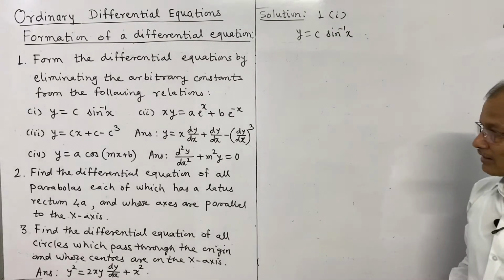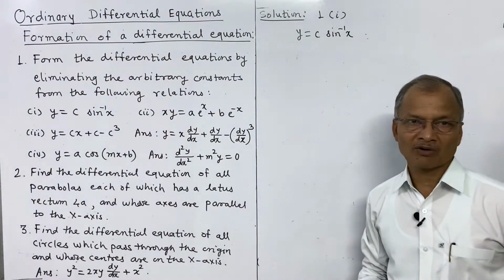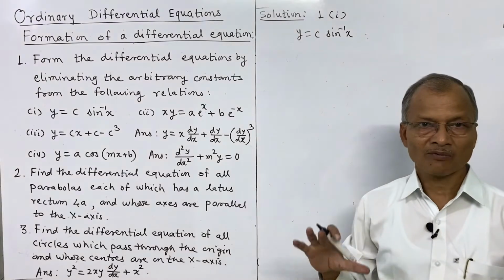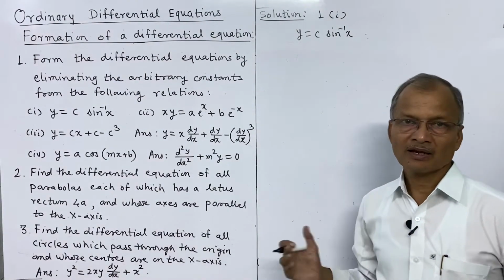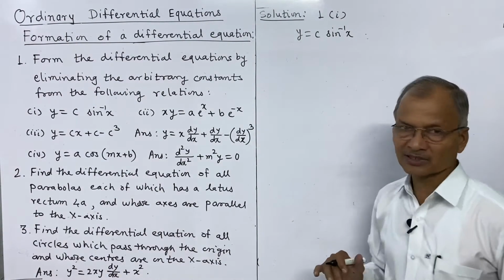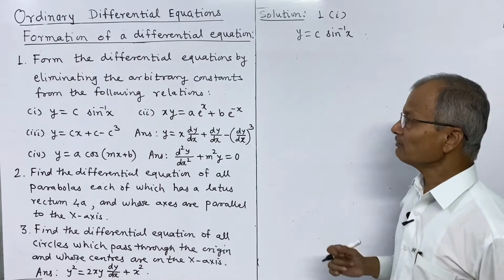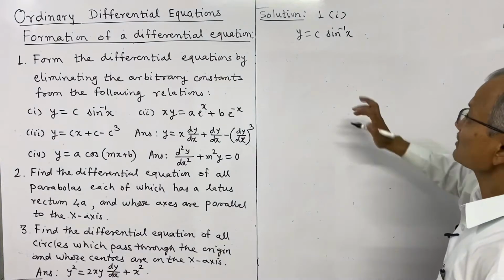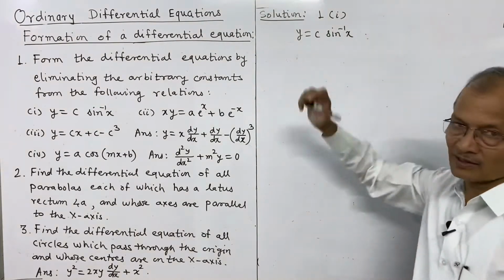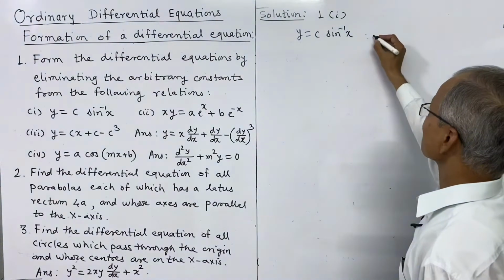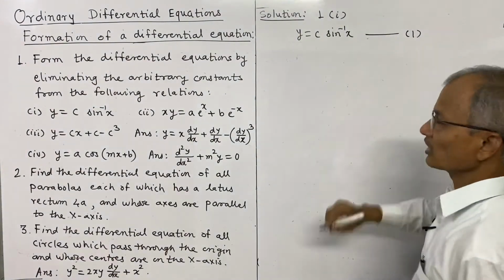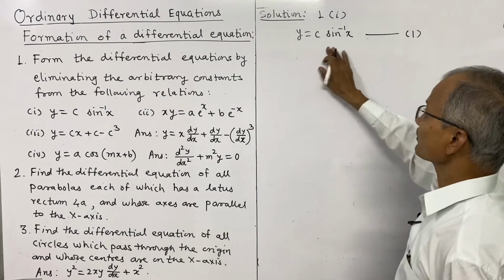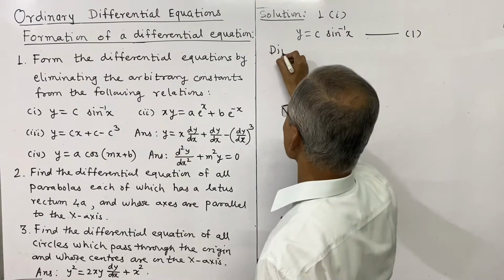Now here we can recognize which is the arbitrary constant. c is the arbitrary constant, and in general we consider y as the dependent variable and x as the independent variable. That means the variables are y and x, and the remaining will be treated as constants. So the relation y = c sin⁻¹x contains one arbitrary constant. We shall call that relation 1, and we have to differentiate this with respect to x.